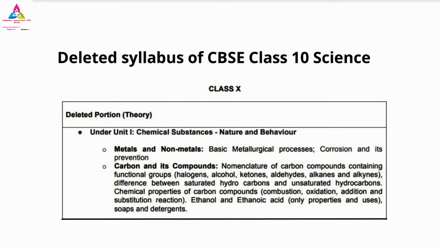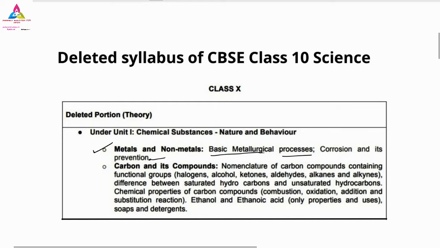Under unit 1, chemical substances, nature and behavior, what we have. In that you can check the first one, that is metals and non-metals. In metals and non-metals they have given that the basic metallurgical process is not there for you. Corrosion and its prevention, that is also removed. So the first lesson, they have removed the corrosion and its prevention and the basic metallurgical process.